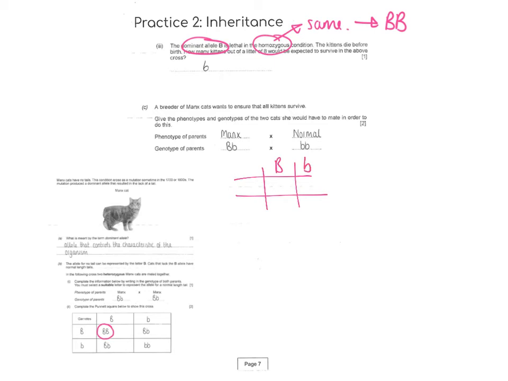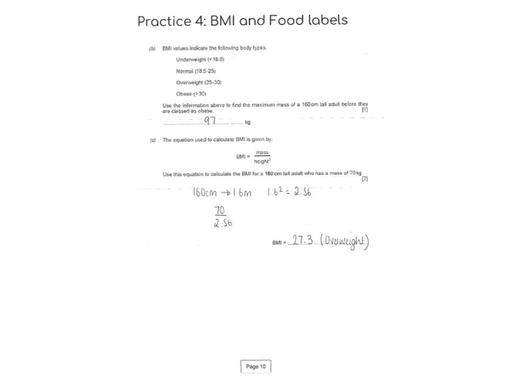We can show we end up with no cats in the lethal homozygous dominant condition. They're either homozygous recessive or they're heterozygous.